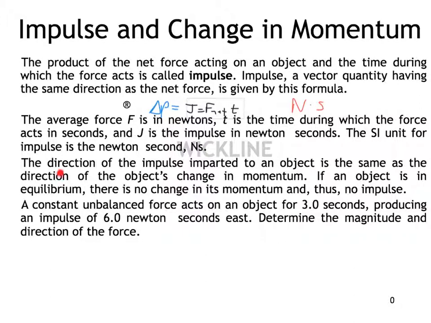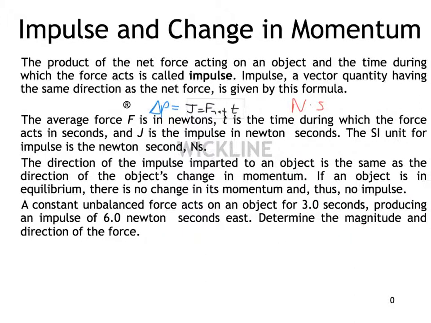Fun fact, the direction of the impulse imparted to an object is the same as the direction of the object's change in momentum. So whichever way the object changes its momentum, that's the same direction as the impulse.